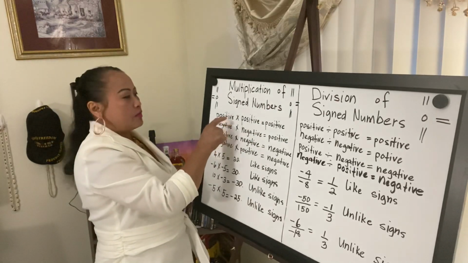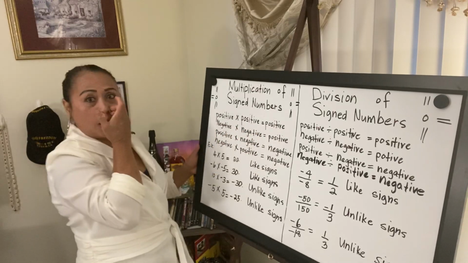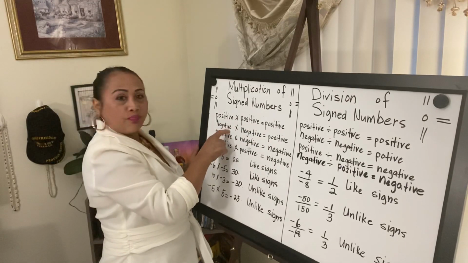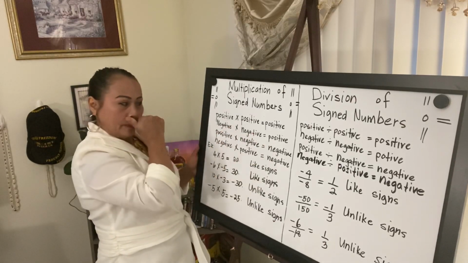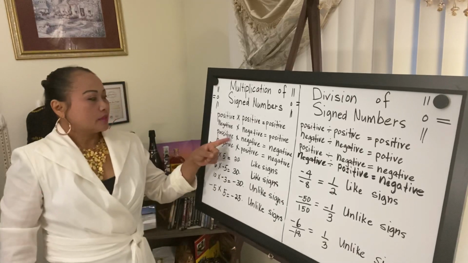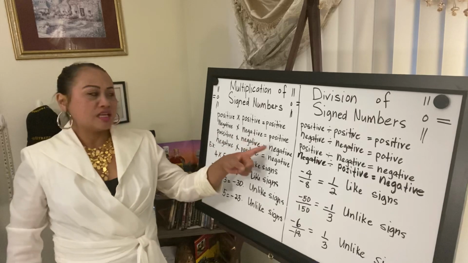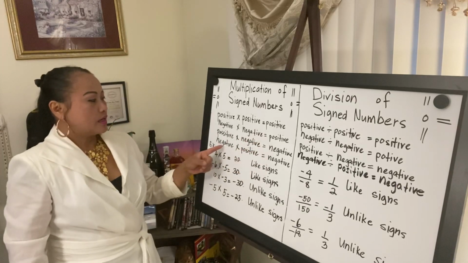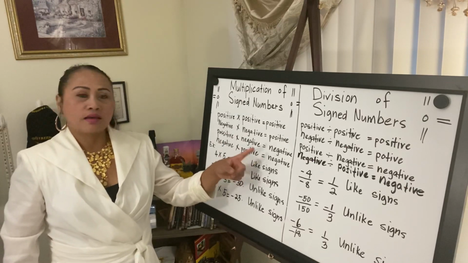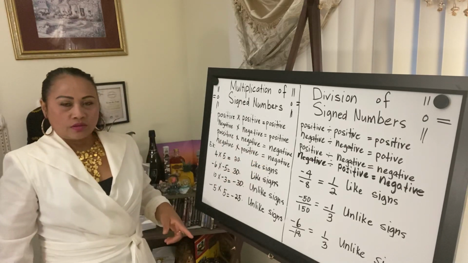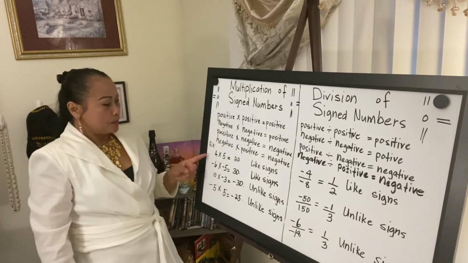Positive times positive equals positive. That is the rule. And then negative times negative equals positive. Positive times negative equals negative. Negative times positive equals negative. So, these are the examples, okay?